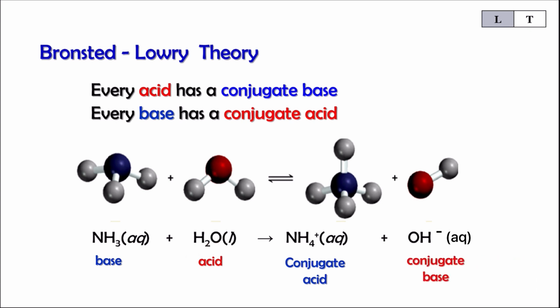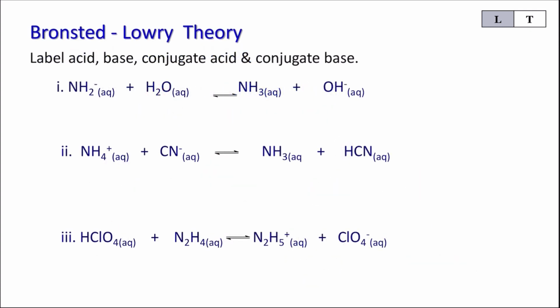So banyak example yang Miss dah berikan. Mari kita cuba last one. So last one, you have to label which one acid, base, conjugate acid and conjugate base. So mari kita cuba this example 1. So kita ada 1 Roman.